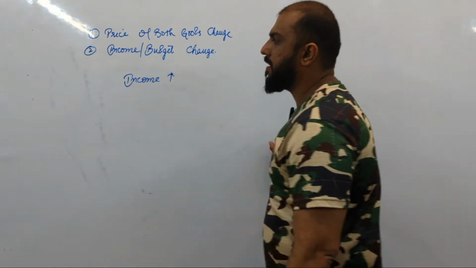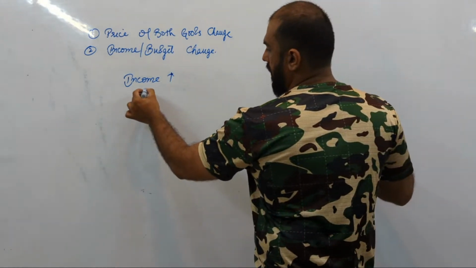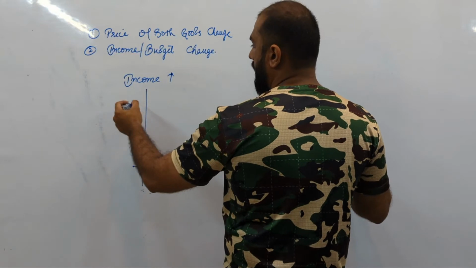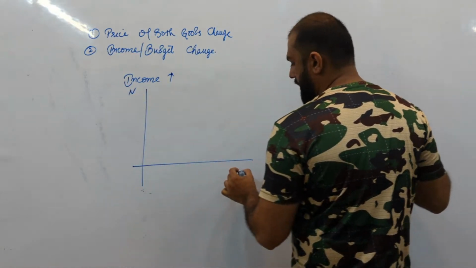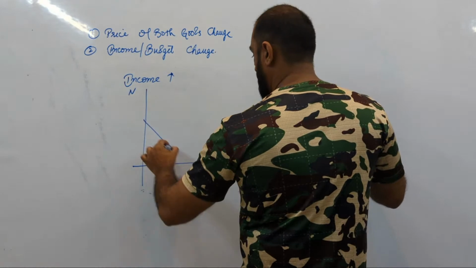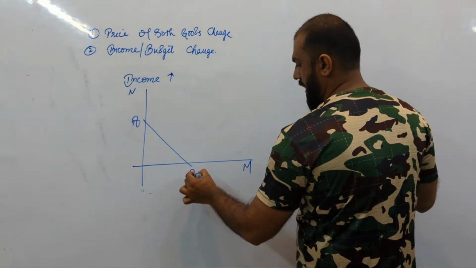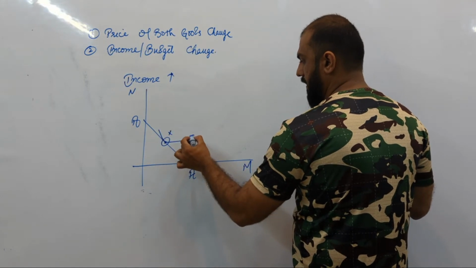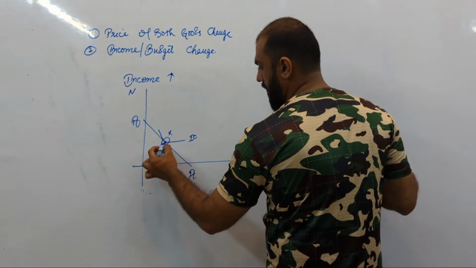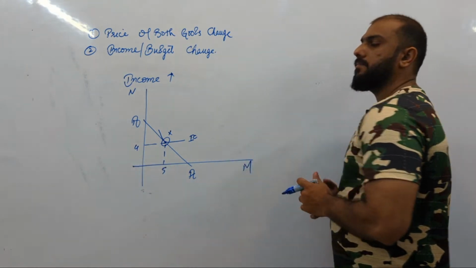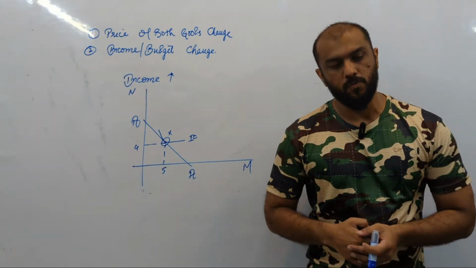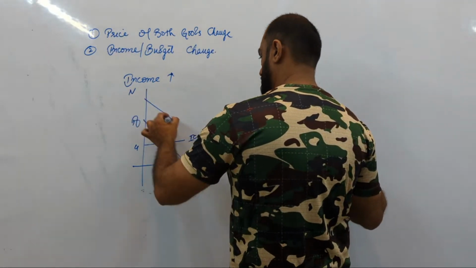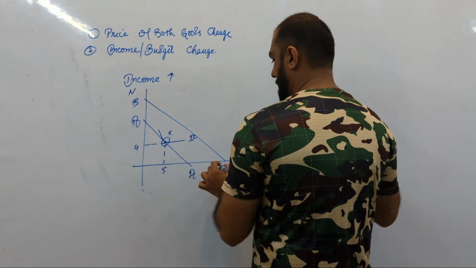Now, let's say my income is increasing. How would I make a graph for that? If my income is increasing and I'm consuming N and M units, initially this is A, and my equilibrium is established at point X, let's say IC, dotted line 5, 4. My income is increasing. I'll be able to purchase more of M and N. Budget line would shift outwards to BB.